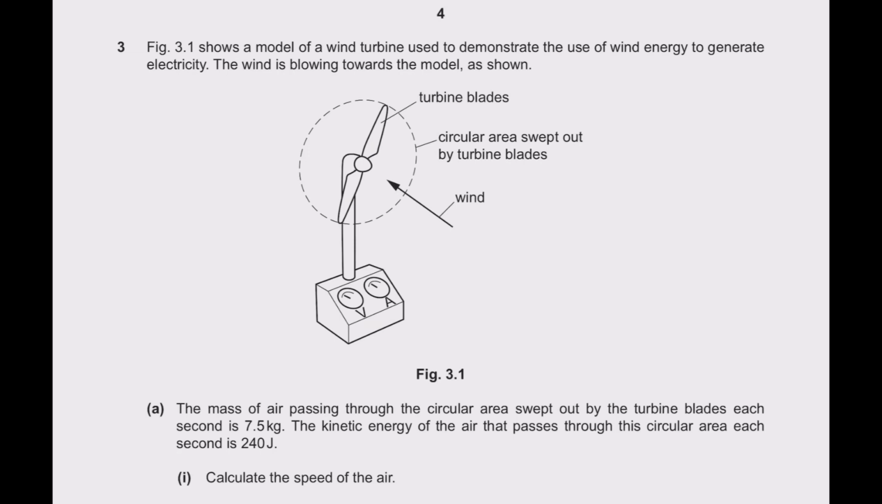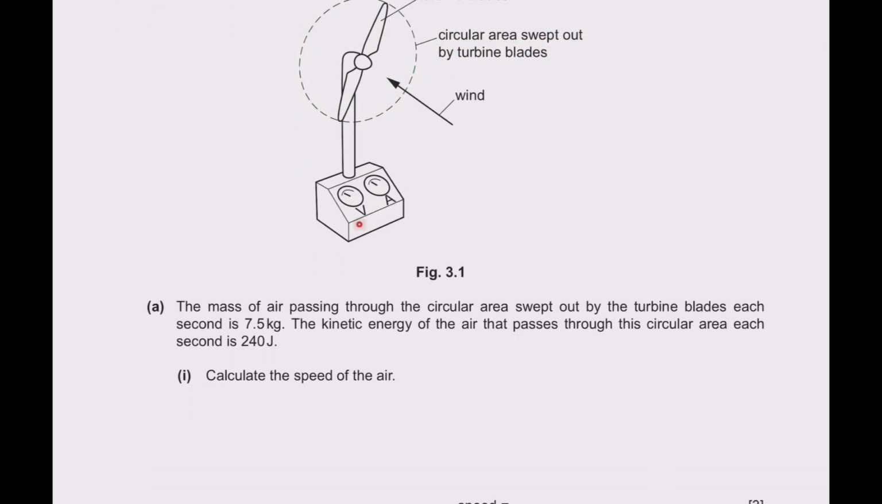This figure shows a model of a wind turbine used to demonstrate the use of wind energy to generate electricity. The wind is blowing towards the model as shown. This is the direction of the wind, and the blades of the turbine are rotating in the circular area swept by the turbine blade, denoted by the dash line. A voltmeter and ammeter are mentioned here.